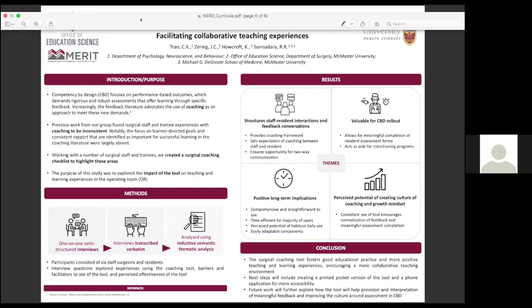Great. Well, we look forward to seeing that publication and the coaching tool, and to you expanding it as well. It sounds like the next steps might be looking at using it with more people and testing it out.